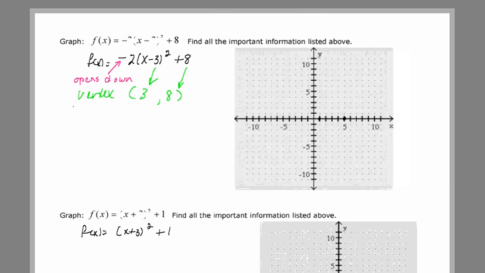Let's work on, what's next? Oh, y-intercept. For the y-intercept, we just basically let x be 0. Let x equal 0. So let's go to the function. It'll be negative 2 times 0 minus 3 squared plus 8. Let's see, negative 3 squared will be 9, times negative 2 will be negative 18, plus 8, which is negative 10. So the y-intercept is at 0, negative 10. And let's get into the x-intercept.